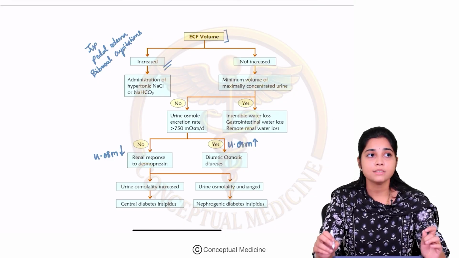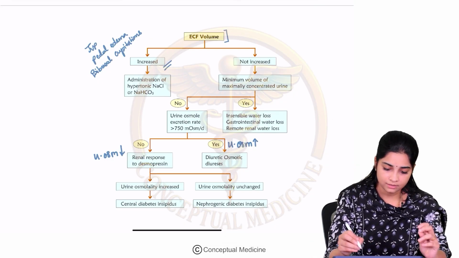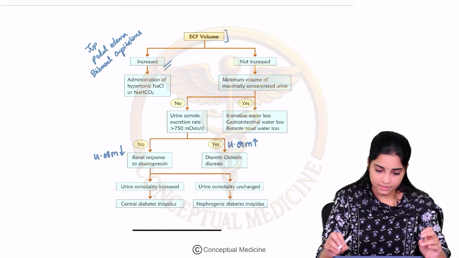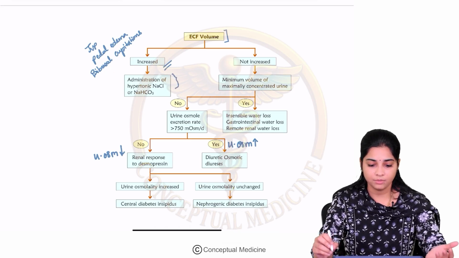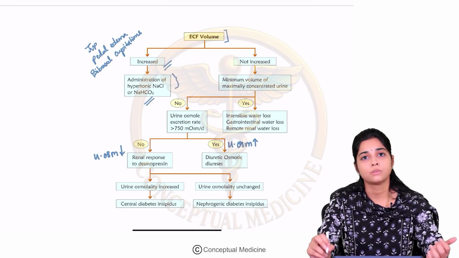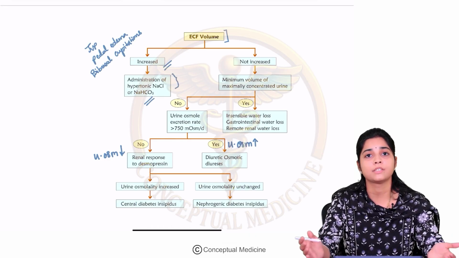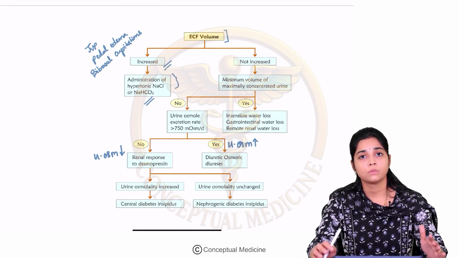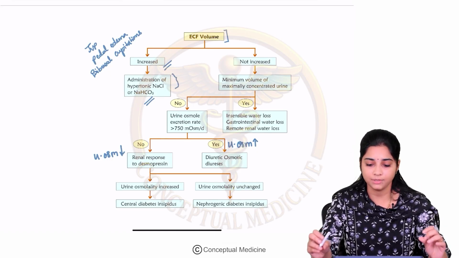Right? So once you find out that the ECF volume is increased, it can be because of administration of hypertonic saline, or because of administration of sodium bicarbonate. Sodium bicarbonate treatment is used in the management of what? It is used in the management of metabolic acidosis. So inadvertent excessive use of saline or sodium bicarbonate can result in hypernatremia.